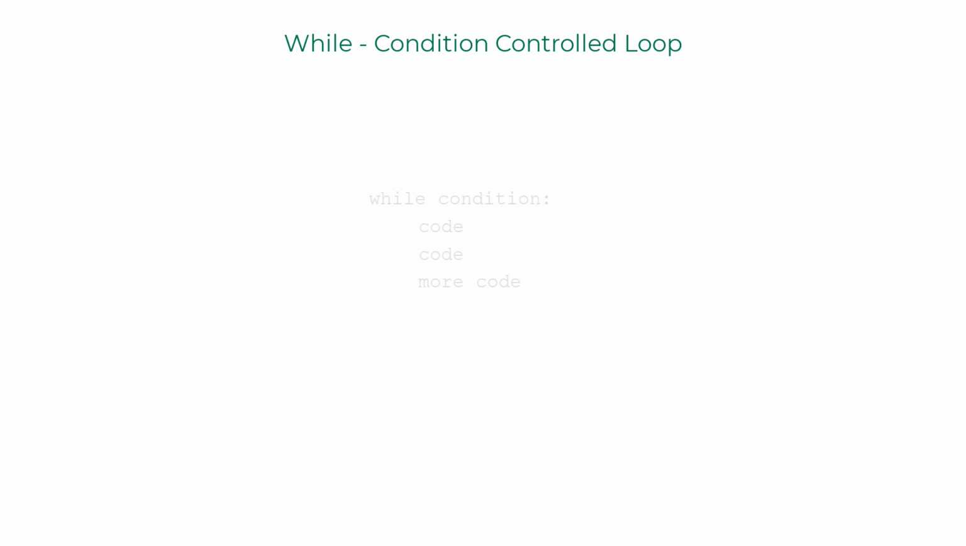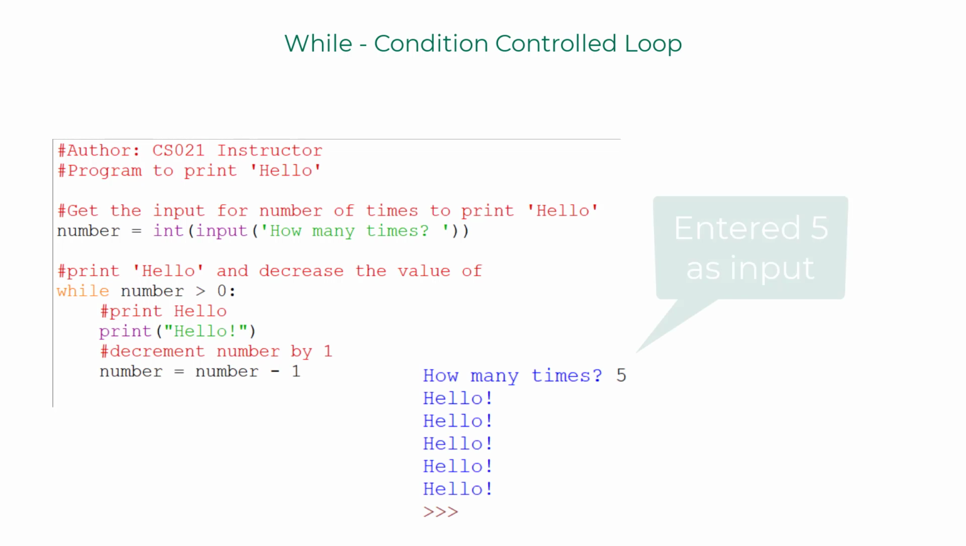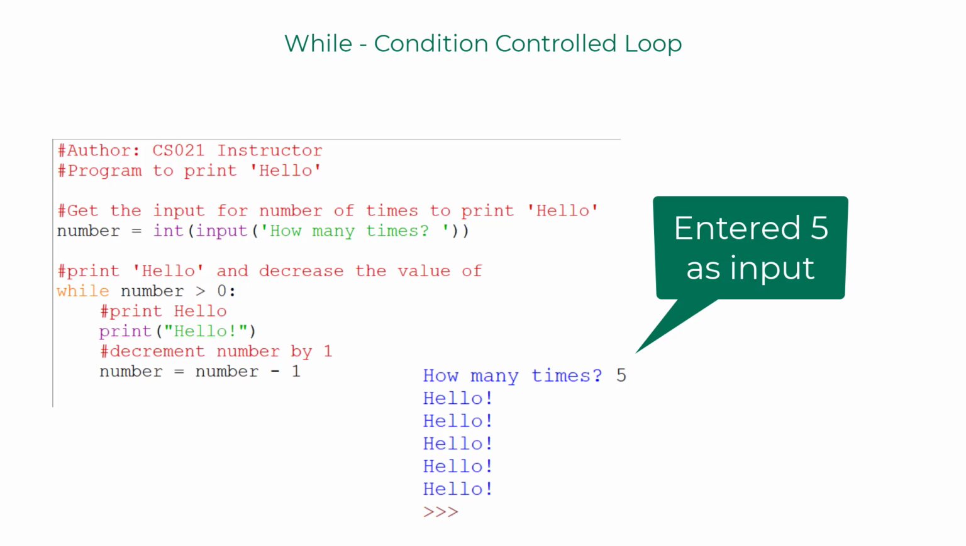While loop is a condition control loop. A condition control loop executes the code within its scope repeatedly as long as the condition is true. Let's take a look at this program. The program asks for a number as an input and prints hello that many times.